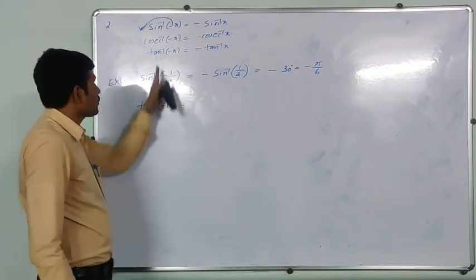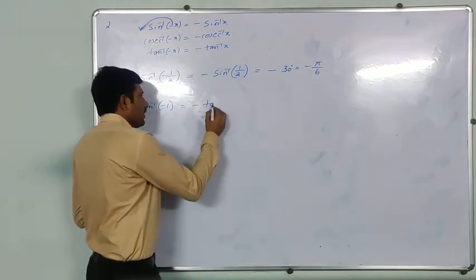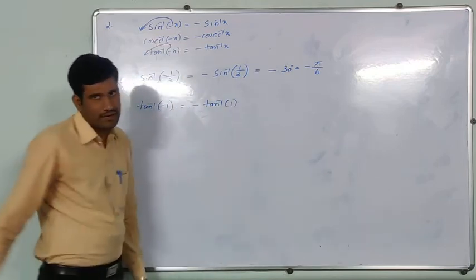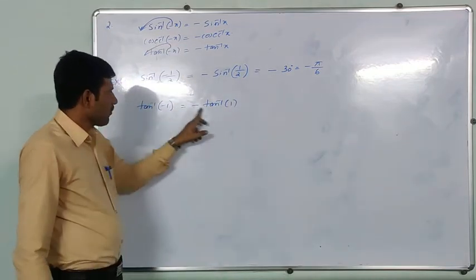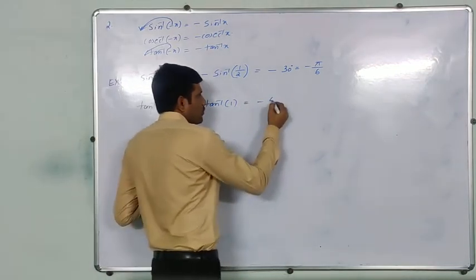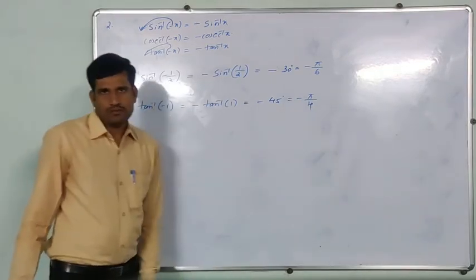Now, tan inverse of minus 1. What is tan inverse of minus x? Minus tan inverse of x. Just move this minus behind. So tan inverse of minus 1 is minus tan inverse 1. Tan of which angle is 1? That is 45 degrees or pi by 4.